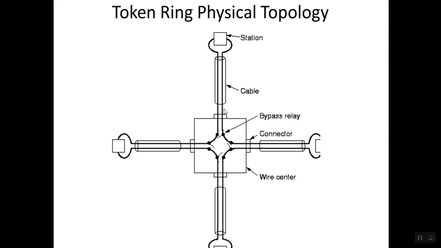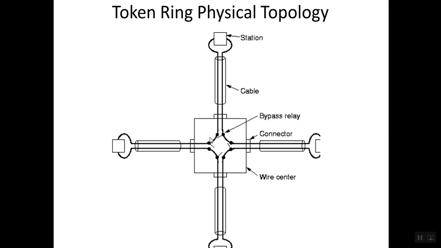Likewise, all the data will be transmitted through this wire center. Suppose without this wire center, if there is a break in the cable, or if there is a failure in the station, the whole network dies. But this problem can be solved by using this wire center in the ring network.